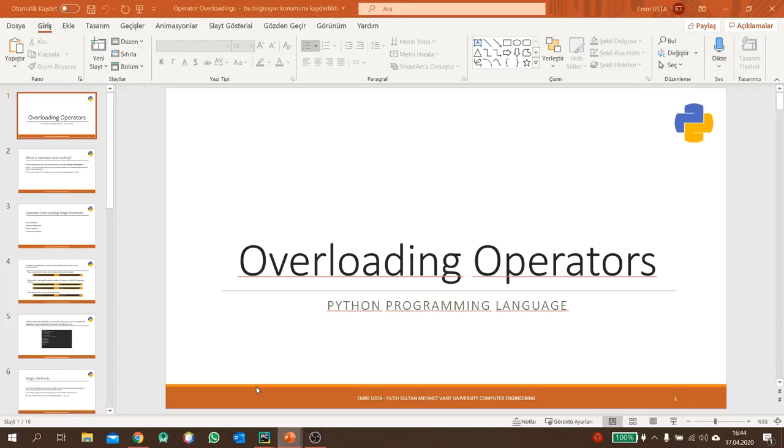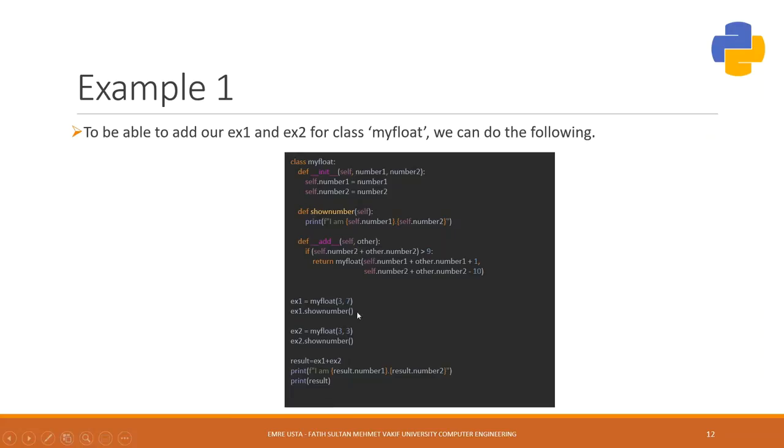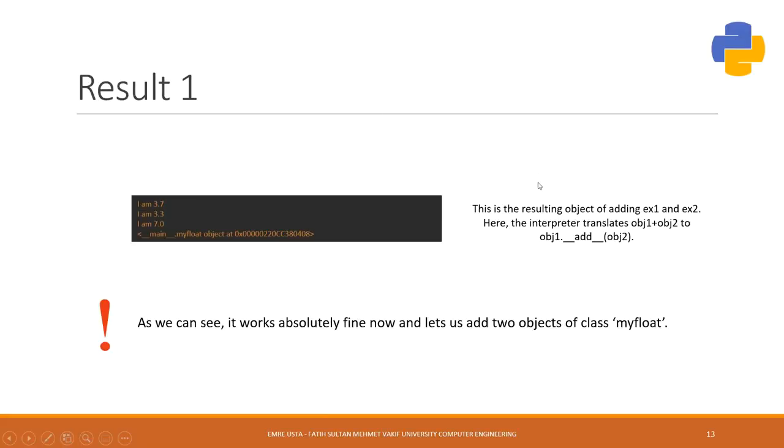We can continue our lesson. This is the resulting object of adding x1 and x2. Here the interpreter translates x1 plus x2 to x1.__add__(x2). We can show here from objects. Okay?